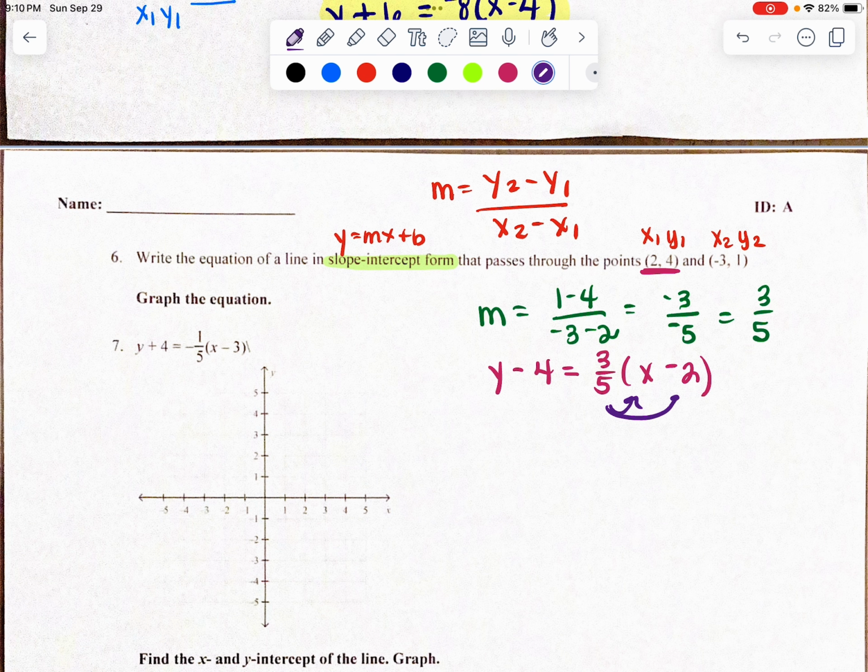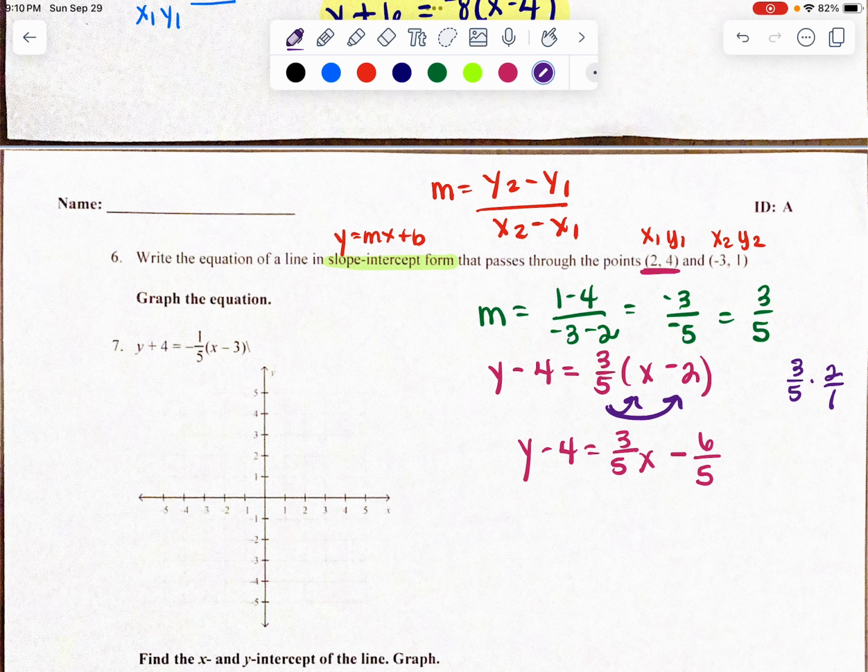I do have to use the distributive property here. So I'm going to get y minus 4 equals 3/5 x. That's going to be minus 6 over 5. Remember, when you're multiplying fractions, that's the same thing as saying 3/5 times 2 over 1. You multiply the numerators and the denominators separately.